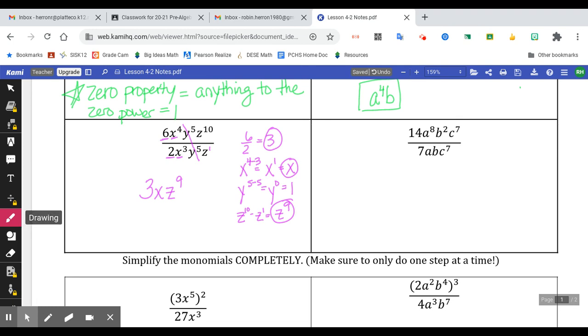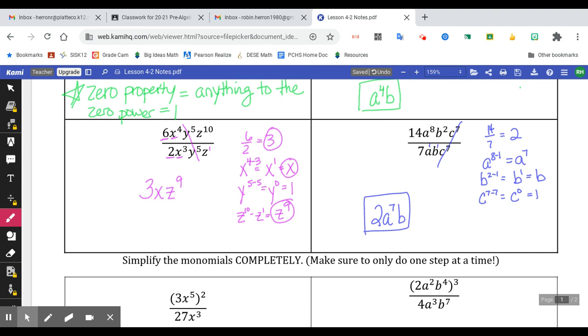All right, just a little explanation for later in case you need it. Okay, same thing here, coefficients, 14 divided by 7. So I'll just do this as we go. 14 divided by 7 is going to give me 2. My a's would have a 1 here, so a to the 8 minus 1 equals a to the 7th. B again has a 1, so b to the 2nd minus 1 equals b to the 1st, or just b. And then c to the 7 minus 7 is c to the 0, which would also be a 1. So it's like it cancels out. And then here's our answer put all together. 2, a to the 7th, b.